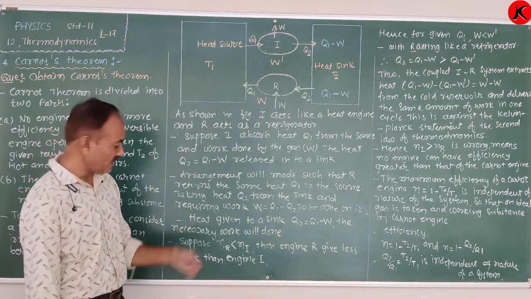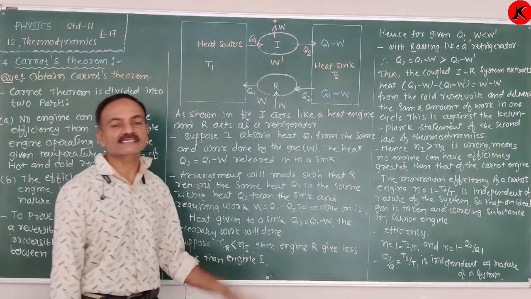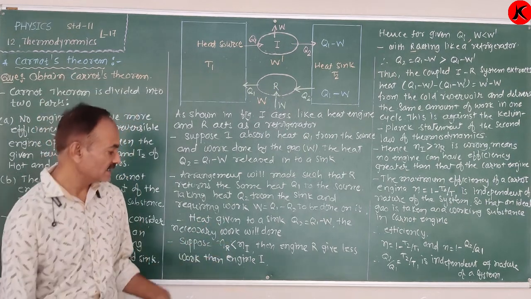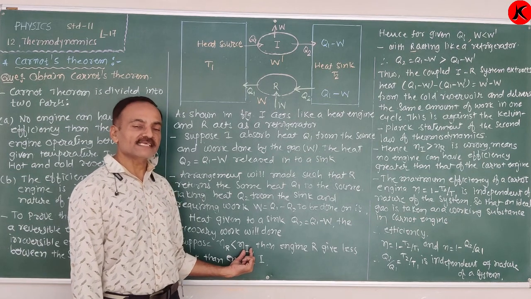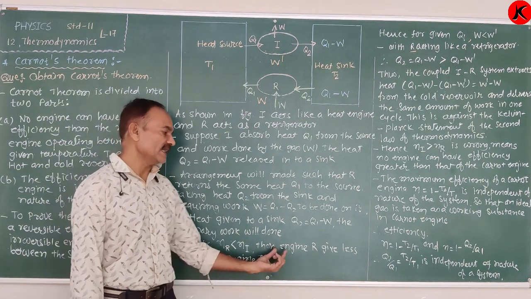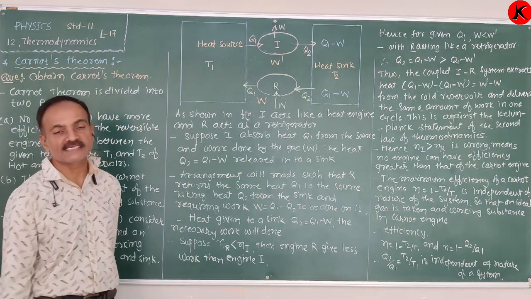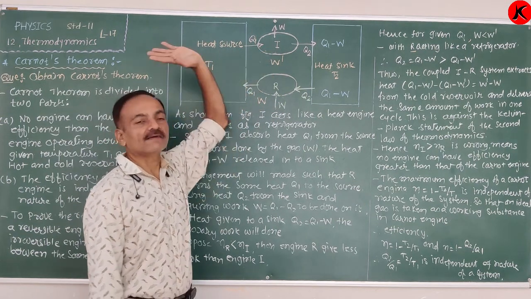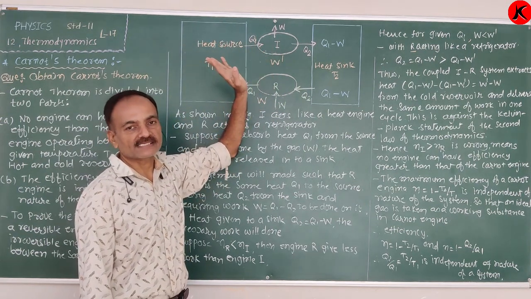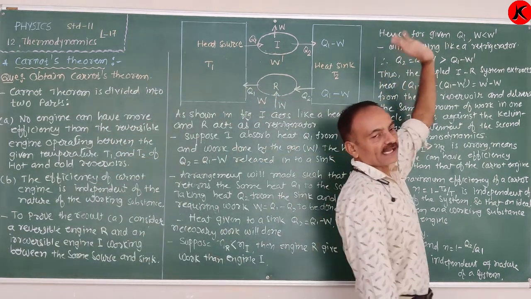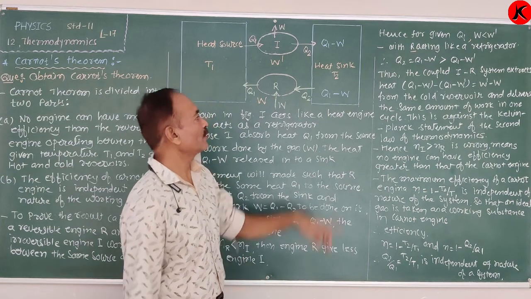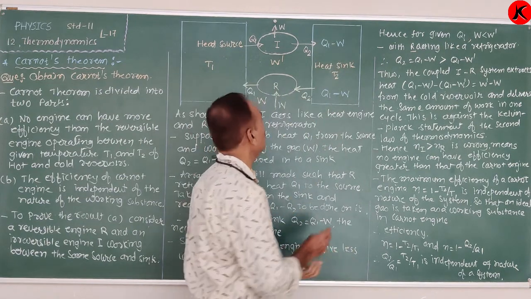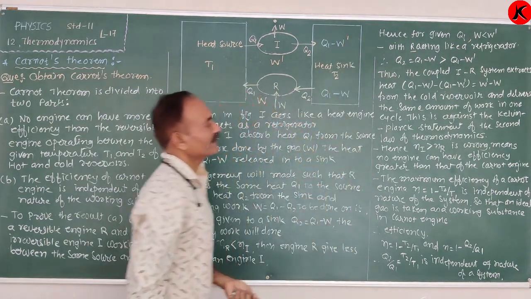To prove this part, we assume that ηR is less than ηI. That means the efficiency of a reversible heat engine is less than the efficiency of an irreversible heat engine. Then engine R gives less work than engine I. Therefore, the work done by the reversible engine W is less than the work done by the irreversible engine W'. Now, with R acting as a refrigerator, Q2 = Q1 − W is greater than Q1 − W'.